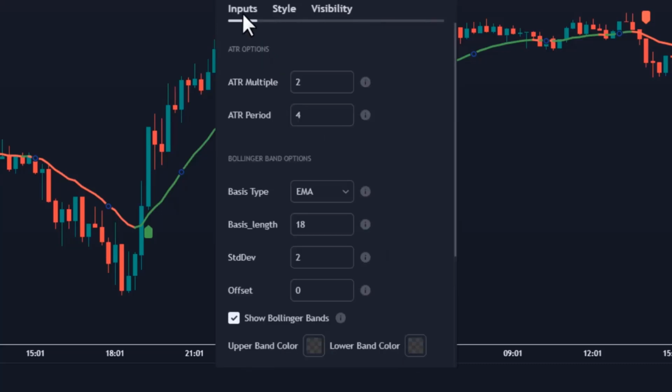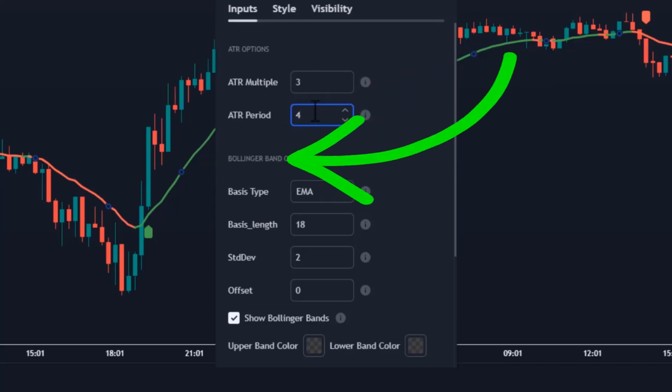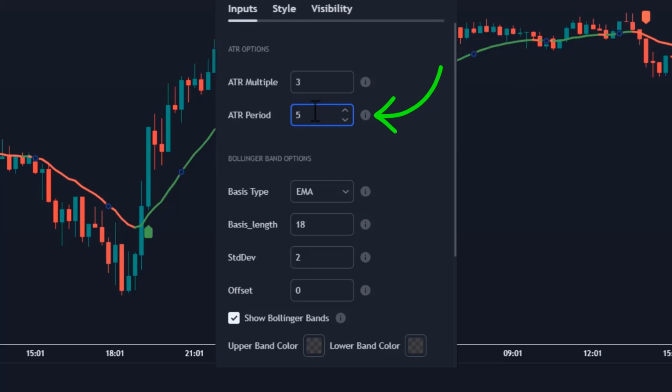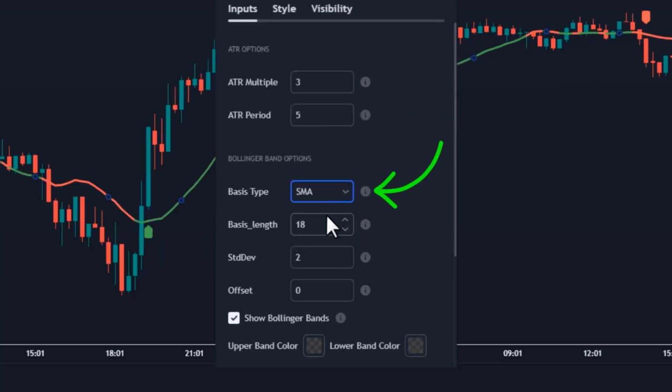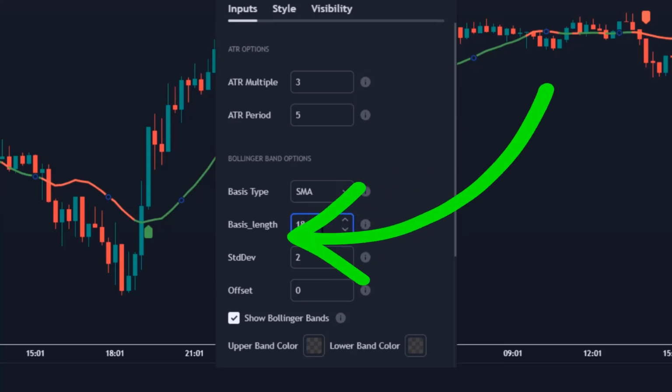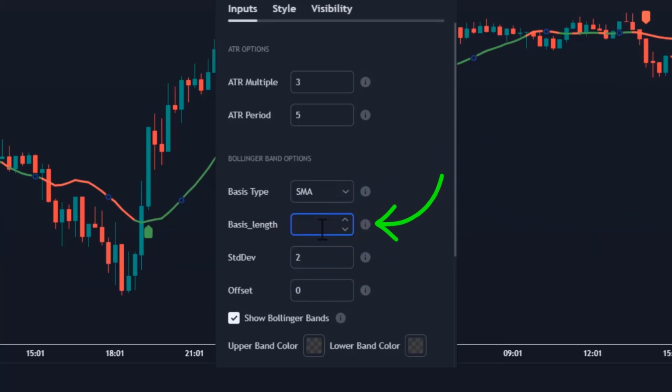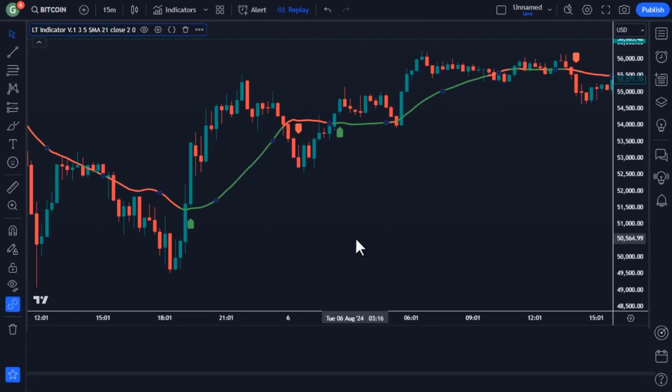Now, go to the Input tab. Here, we have to change this ATR multiple option from 2 to 3. We have to change this ATR period option from 4 to 5. We have to change this basis type option from EMA to SMA. We have to change this basis length option from 18 to 21. Here, everything is fine. After that, we have to apply another indicator on the chart.